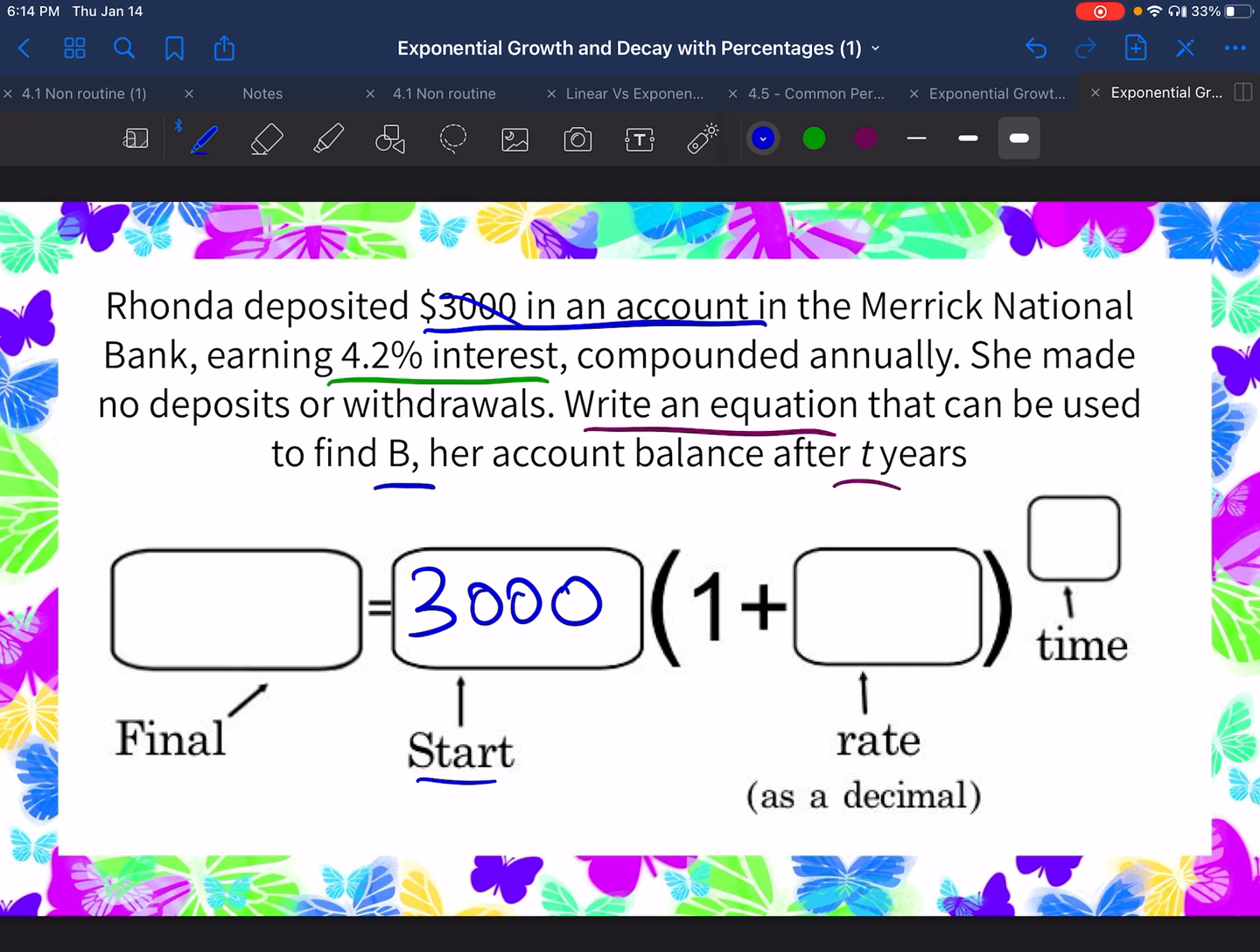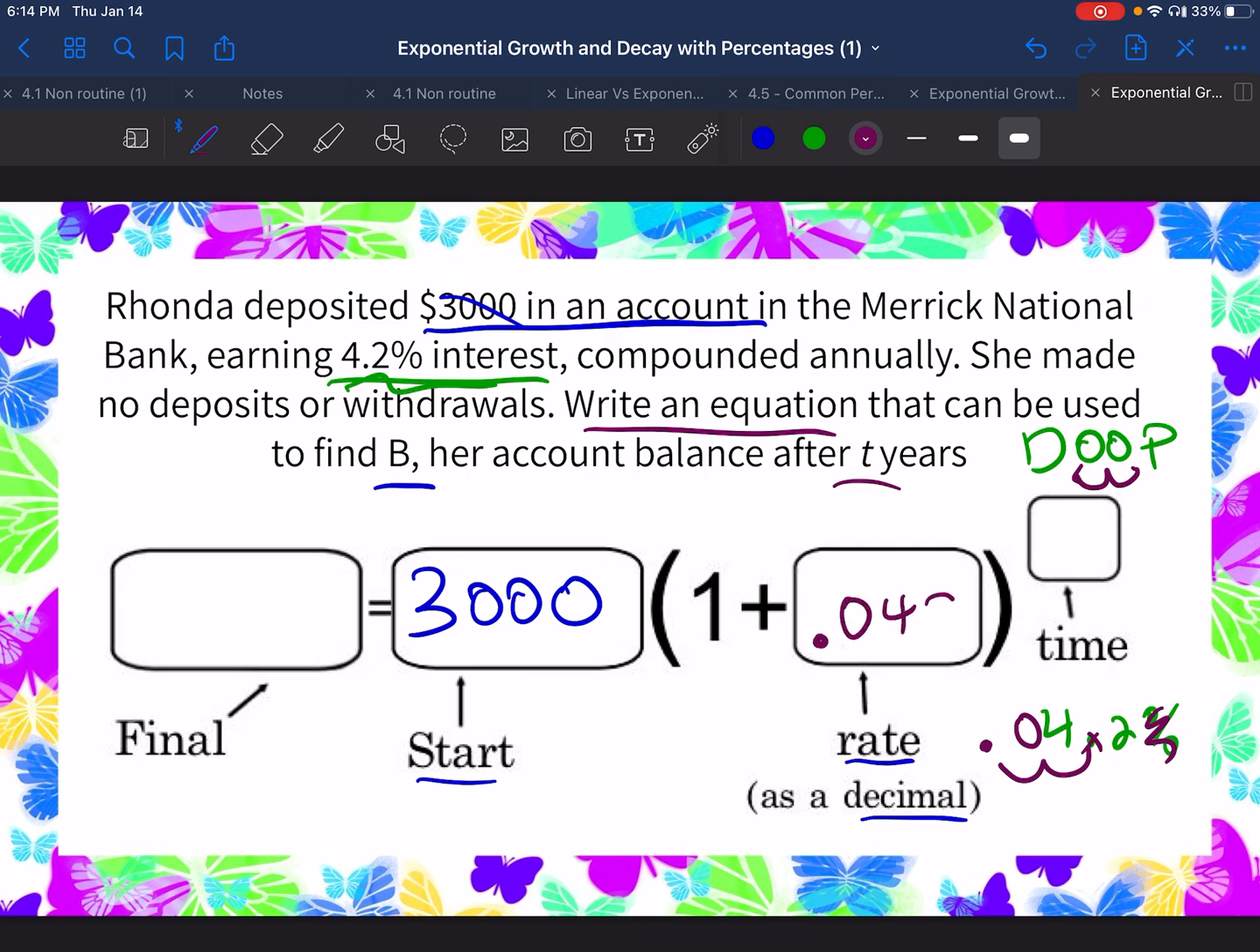And what is my interest rate as a decimal? Here's how you do that one. I'm going to take 4.2%. If I'm starting as a percent, I go 2 places to the left, fill in my empty spot, get rid of my decimal point, and I have 0.042 in that spot.